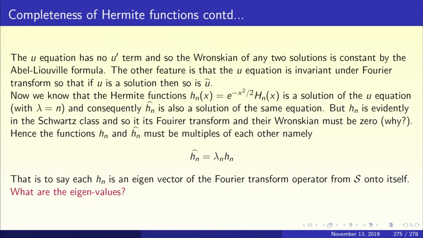Can they be linearly independent? Suppose Hn and Hn hat are linearly independent, then what will happen to the Wronskian? The Wronskian will be a non-zero constant because they are linearly independent solutions of an ODE without the u prime term. But on the other hand, how do I calculate the value of this constant? Allow x to go to infinity. When x goes to infinity, you have two elements in the Schwartz class. I take the Wronskian and allow x to go to infinity, I am going to get 0. So the constant must be 0. How can that happen? We have two linearly independent solutions, right? That's a contradiction. So Hn hat must be lambda n times Hn. When I take this Hermite function and take its Fourier transform, I am supposed to get a multiple of it.